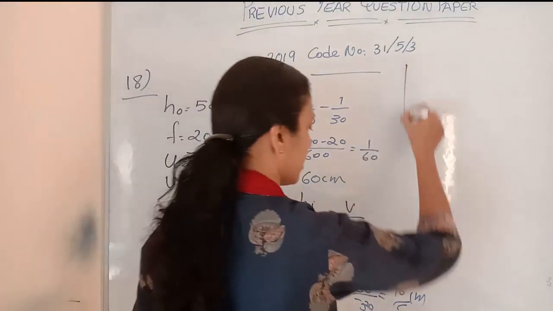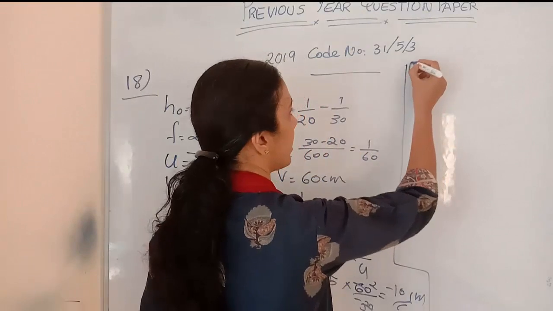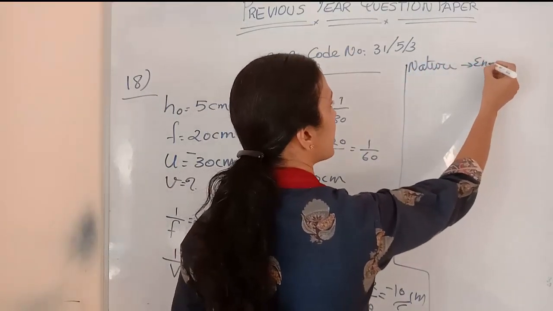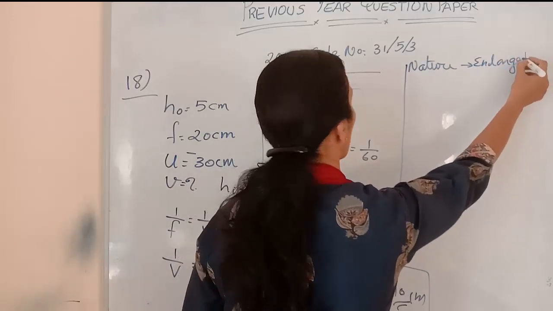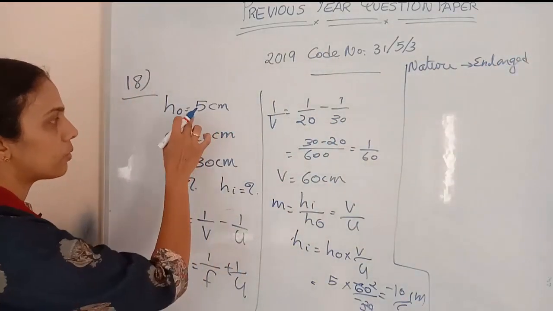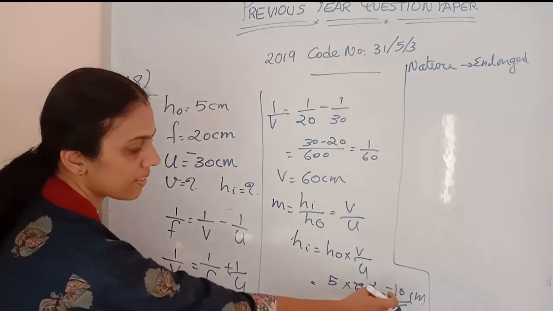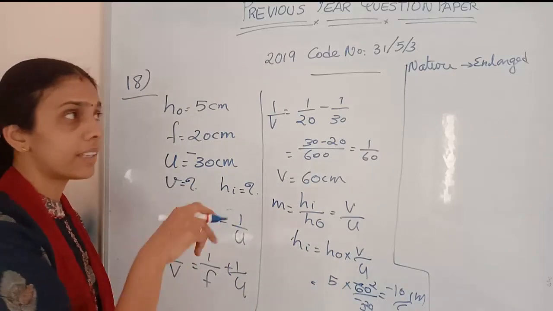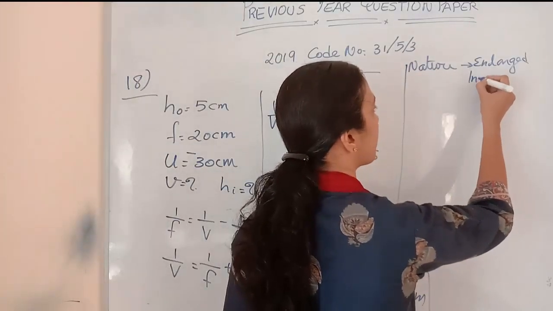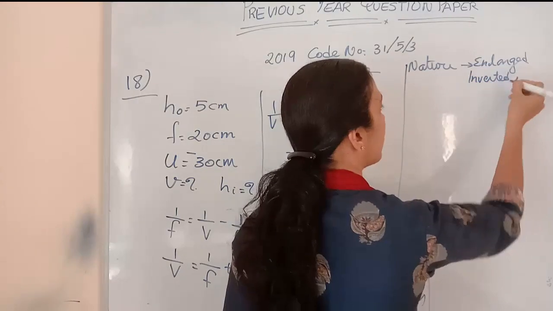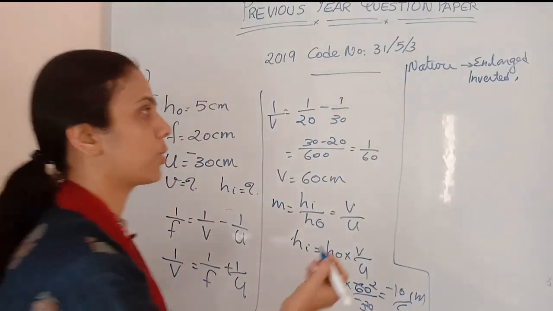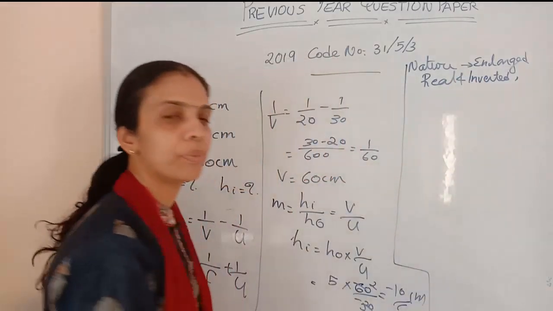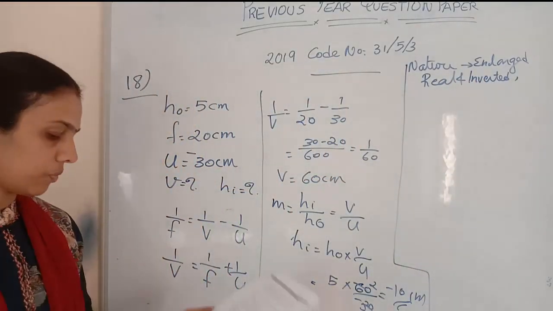So the nature is enlarged. Since 5 centimeter was the object height, now the image height is 10 centimeter. So it is enlarged. Since it is negative, it is inverted. Inverted image means it will be real also, isn't it? So it is real and inverted. Okay, so this is the nature of the image.